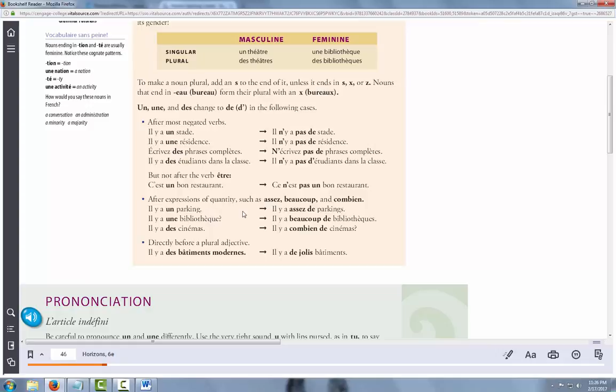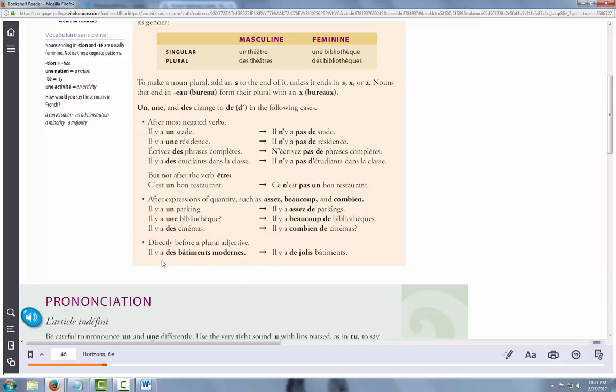After expressions of quantity, like assez, meaning enough, beaucoup, a lot, combien, how many: il y a un parking, there is one parking lot. Il y a assez de parking, there are enough parking lots. Il y a une bibliothèque, there is one library. Oui, il y a beaucoup de bibliothèques, there are a lot of libraries. Il y a des cinémas, there are movie theaters. Il y a combien de cinémas? There are how many movie theaters?